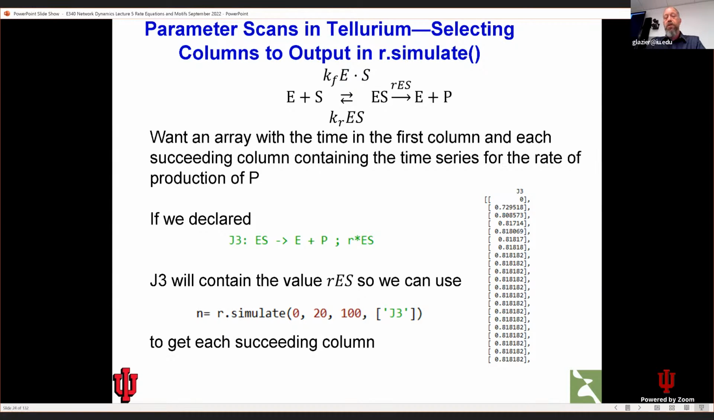By default, if I just do simulate, it will give me the variables, but it won't give me the rates. And so if I want the rates, I must ask for them by name. And so here I'll say n equals r.simulate, 0, 20, 100 time steps, the micro steps. And I'll ask for J3, which is the rate at which ES is converted to product. So I'm going to now get a column, which is the rate of production of my product at each time. And the key thing here is that the column vector J3 will have the same number of rows as the time that I created before.